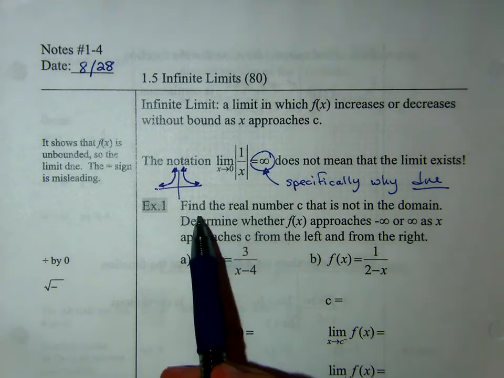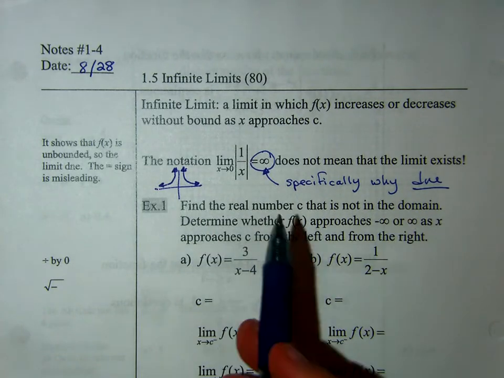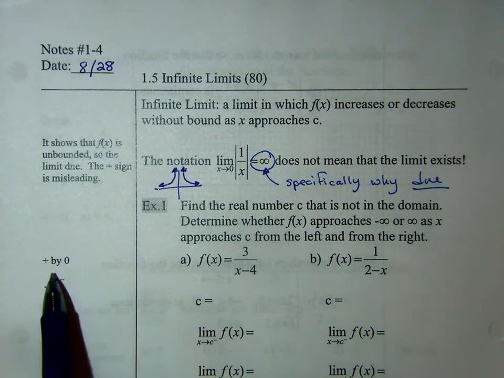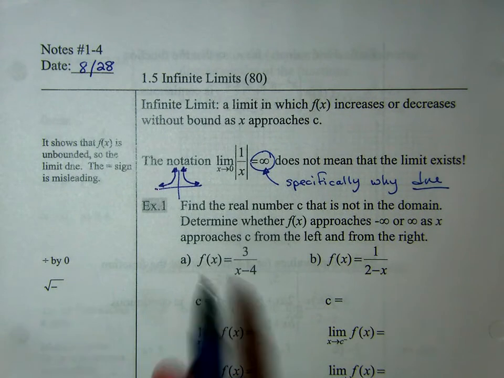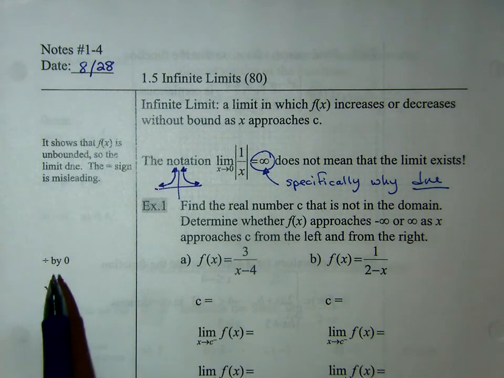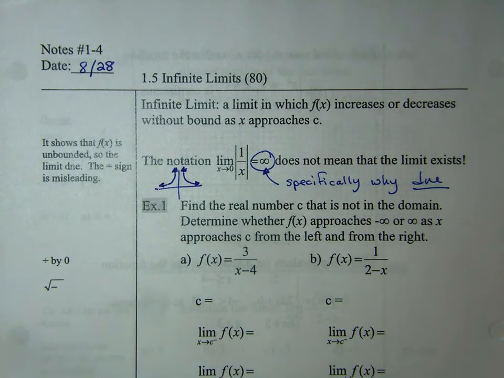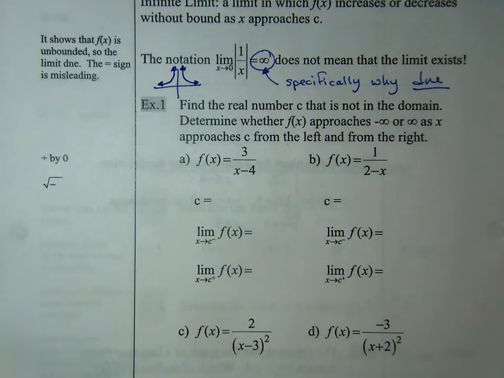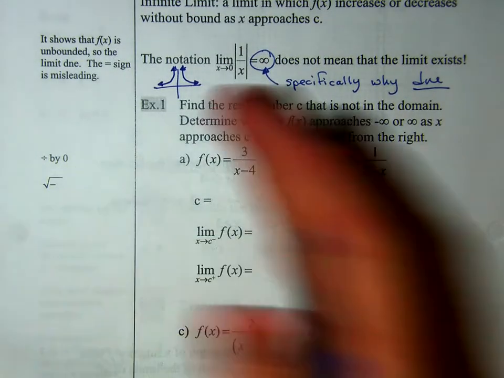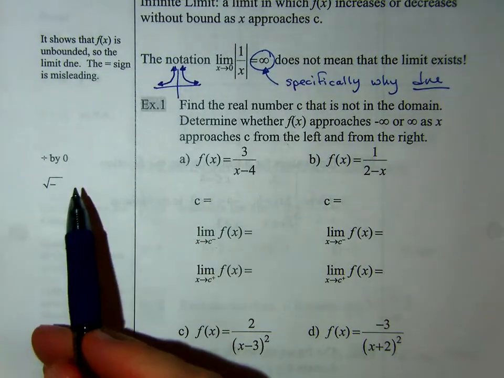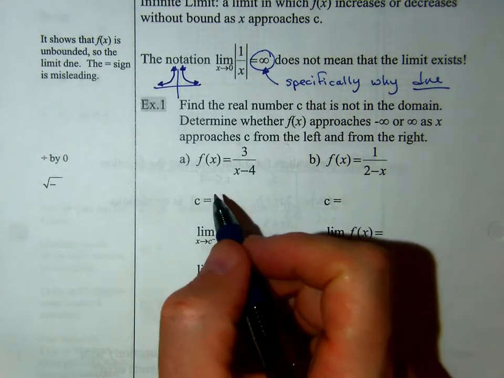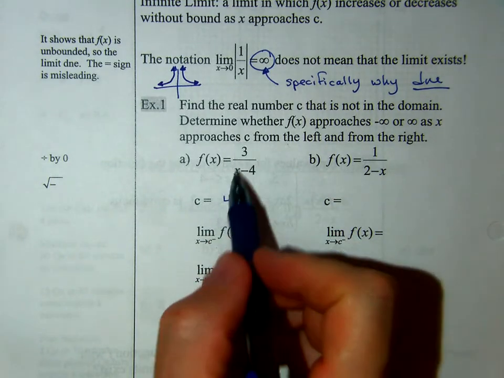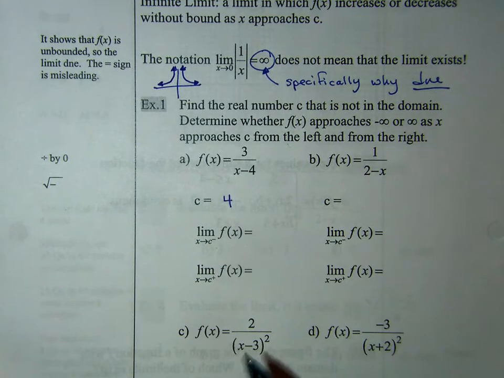Okay? So first of all, find the real number c that's not in the domain. When we see division, when we see rational expressions or functions, we know that we can't divide by 0. That's one of the main things we're looking at. The 2 main problems we have in algebra, in math, are dividing by 0 and the square root of a negative number. Anytime we have a situation, we want to consider those 2 things. So when c equals 4, that's the number that's not in the domain of this function.